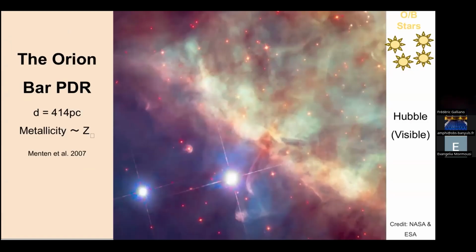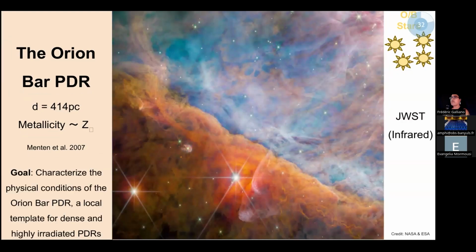So to introduce our target is the Orion bar PDR, as seen here in this image with Hubble in the visible. The Orion bar PDR sits at around a distance of 414 parsecs. So this is within the Milky Way, and this sits at about a metallicity of Z solar. And so you can see here, this is what it looks like in the visible. But if we go to longer wavelengths in the infrared with something like JWST or Herschel, we can see a lot of the gas structure and the interplay between the gas and the dust and the heating mechanisms.